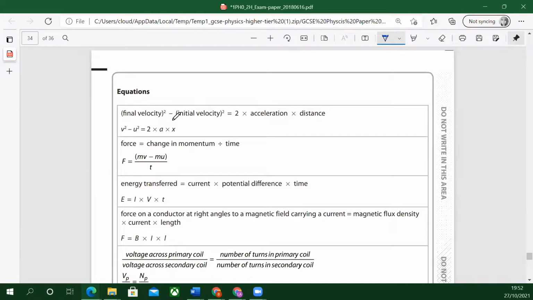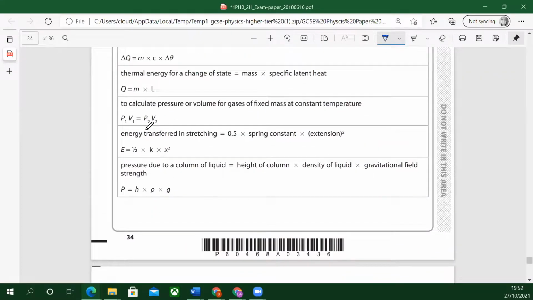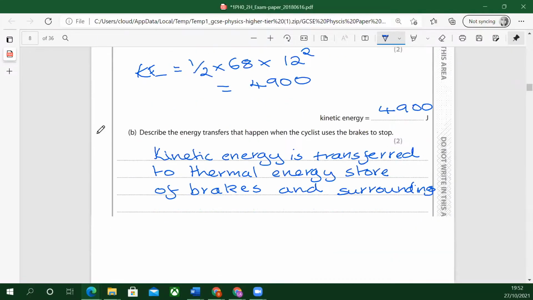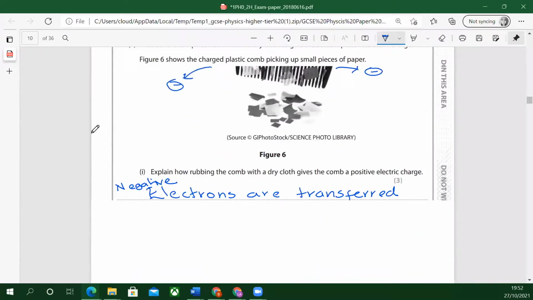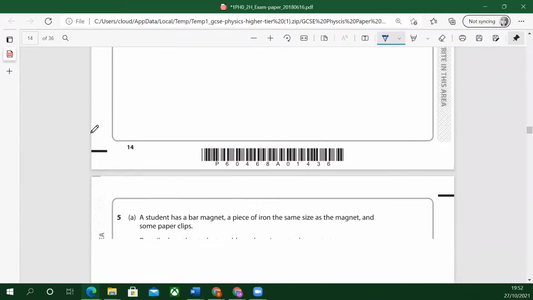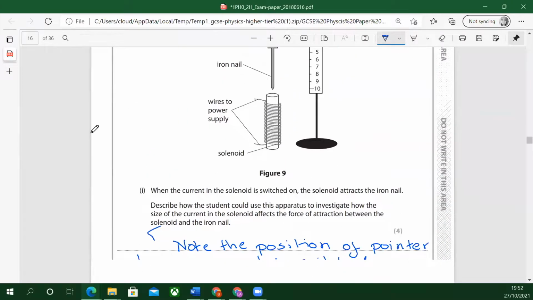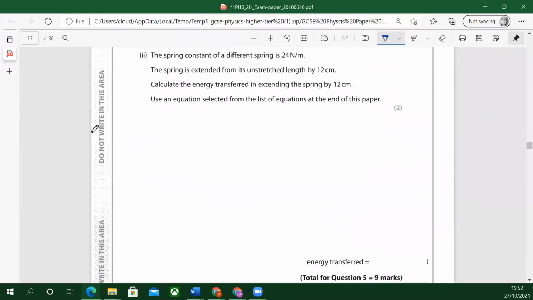It's a spring, so we're going to use the spring constant. You've probably got used to this by now. Energy transferred in stretching is half times spring constant times extension squared. It's half kx squared. We're further along in the paper than I thought, that's fine. Scroll down. Half kx squared. So let's write down the equation.